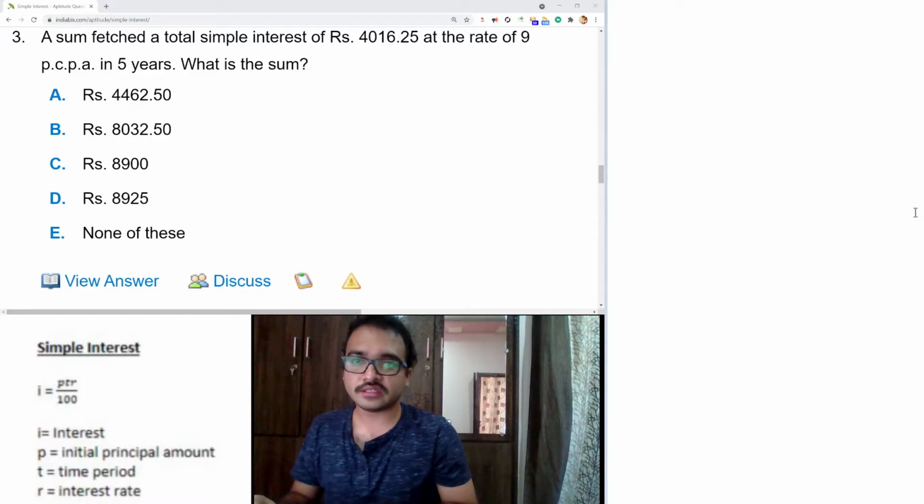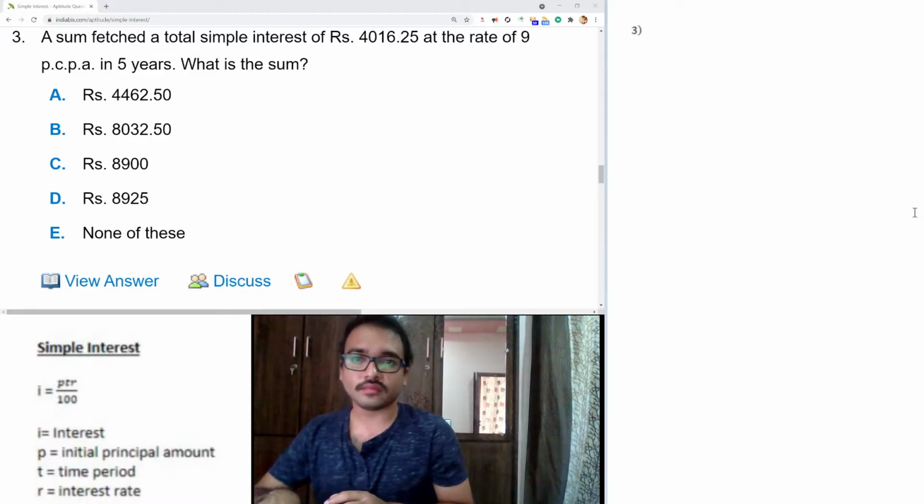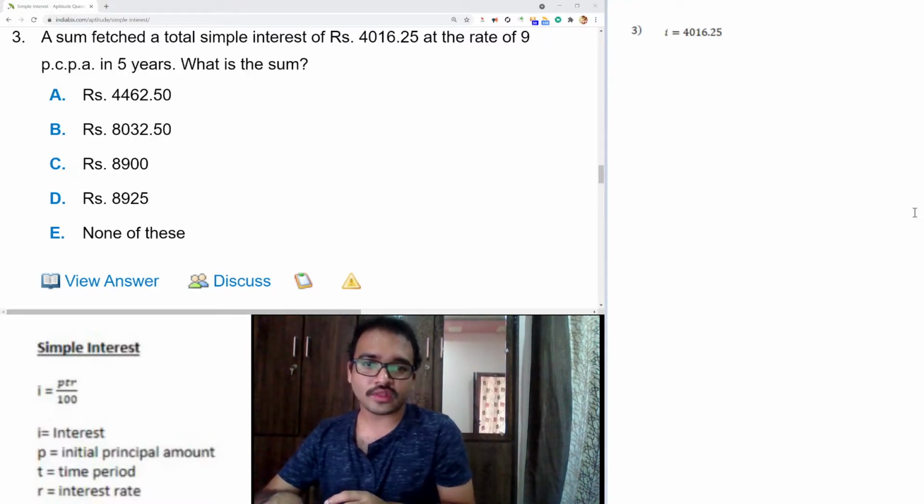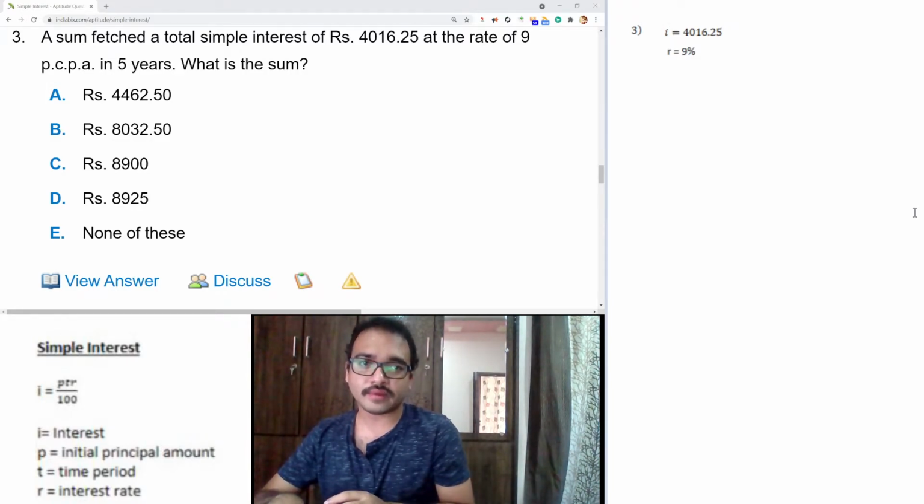Let's see problem number 3. A sum fetched a total simple interest of 4,016.25. Interest is 4,016.25 at the rate of 9% per annum. Rate of interest is 9% in 5 years. T is equal to 5. What is the sum? Sum means P value.